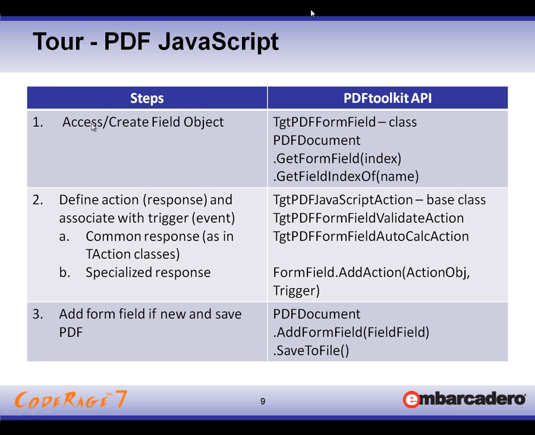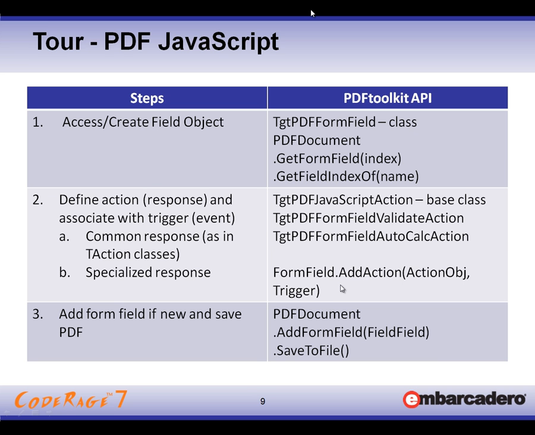So the first step is to access the form field so we can do something to it, and we do that in PDF Toolkit by calling the methods to get the form field. We call the methods on the PDF document object. So there's a get form field method, one for getting the form field by index and another by its name. So once we've got the form field, we need to define the action that will take place on some event. So we do that through these three classes, creating an instance of one of them. So we have the base class, which is the PDF JavaScript action, which is what we use for custom behavior. And PDF Toolkit introduces two new classes, one for validating and formatting form fields and another for setting up AutoCalc fields. So once we have created an instance of one of these classes and then written the necessary JavaScript, we need to associate the action to the form field and the appropriate event or the trigger of the form field.